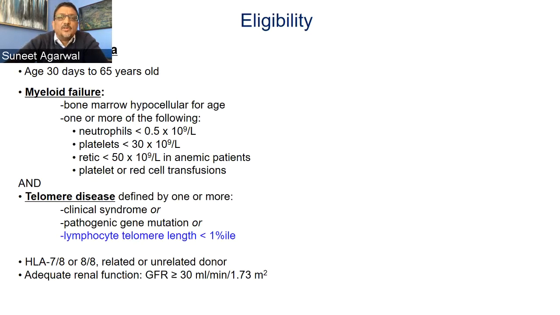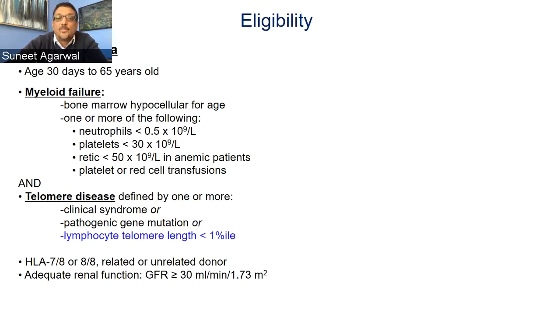So the eligibility for this trial was pediatric and ultimately adult age range. This is a protocol for myeloid failure. Again, these patients get MDS, AML, immune dysregulation, immunodeficiency, but this is for patients who have myeloid failure, based on what we're trying to achieve.